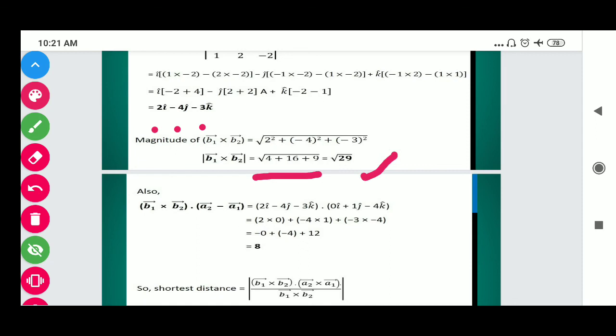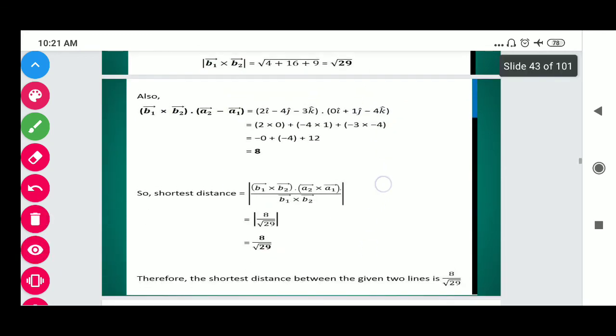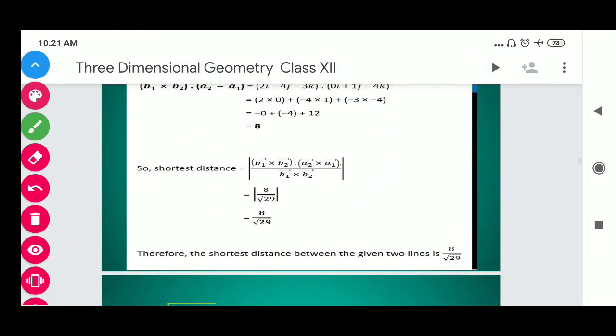And after that, in the formula we have the dot product of b1 cross b2 and a2 minus a1. So students, by doing the dot product, we have 2i into 0i, we get 0, minus 4j times j, by multiplying this we get minus 4, multiplying minus 3k with minus 4k, we get plus 12. So in this way we get the answer 8. So here, by using the values which we have calculated in the formula, we get the answer 8 over root 29. Therefore, the shortest distance between the given two lines is 8 over root 29.